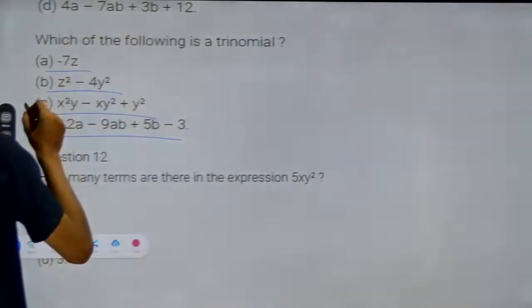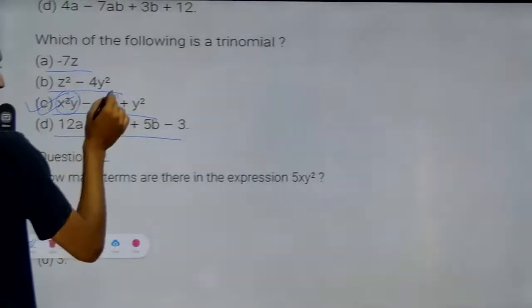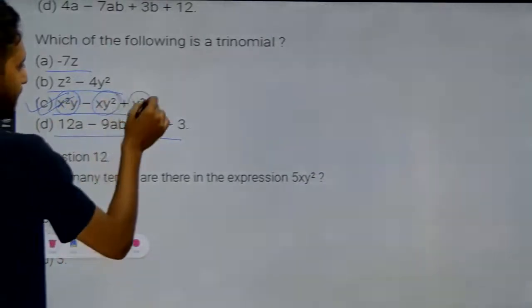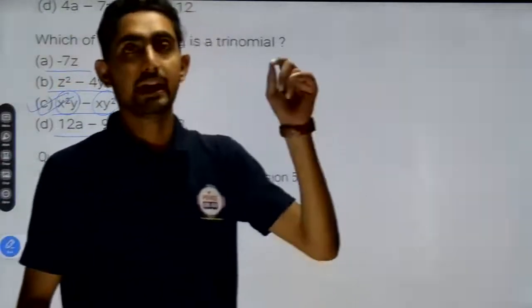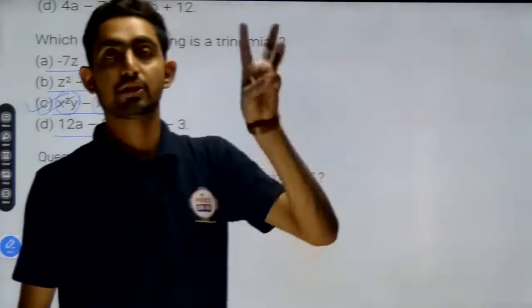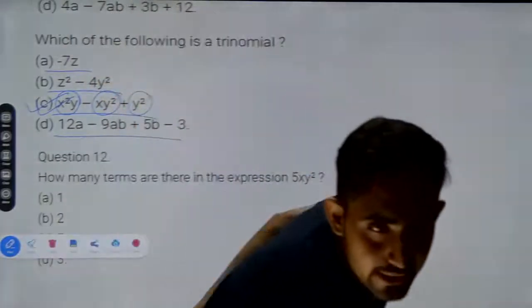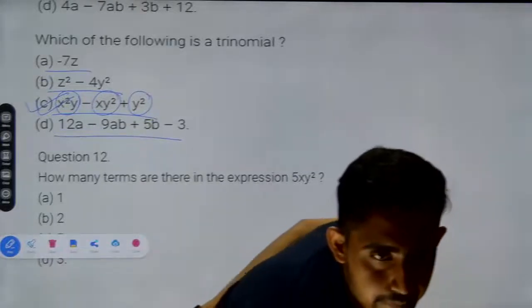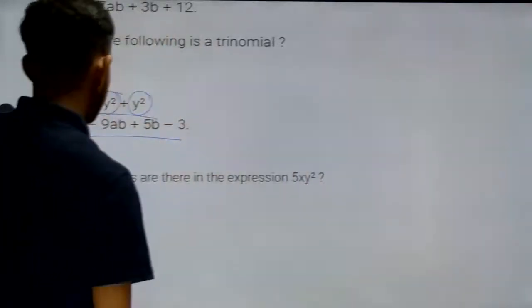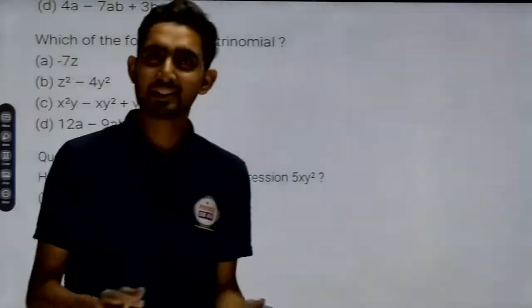Okay, very good. So option number C is the correct answer because here also 3 terms are there: 1, 2, 3. So obviously we know a trinomial is an algebraic expression in which 3 terms will be there. That is your trinomial. Okay, now see all of you. This is your correct answer.